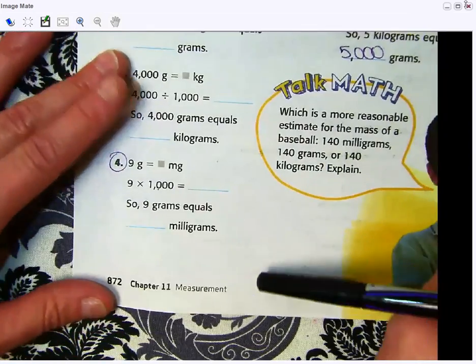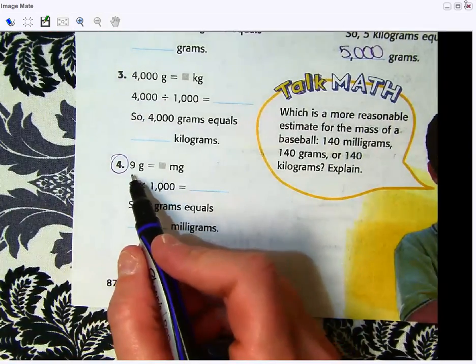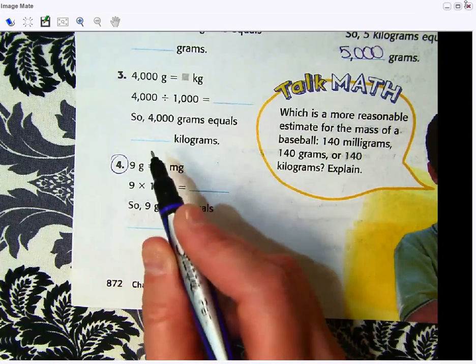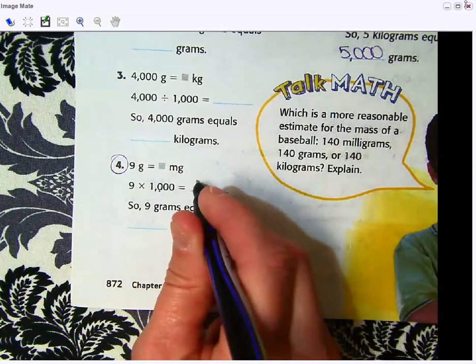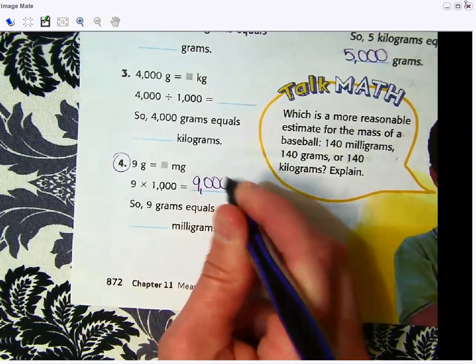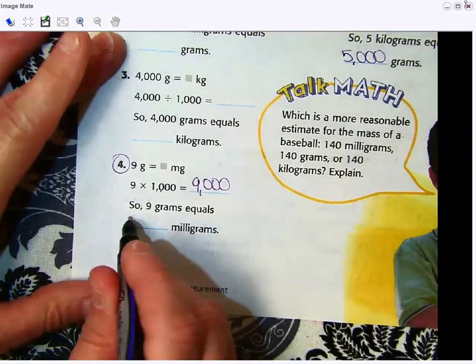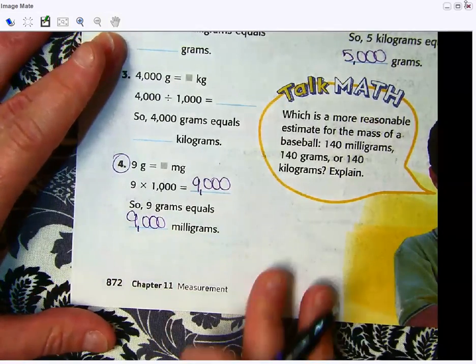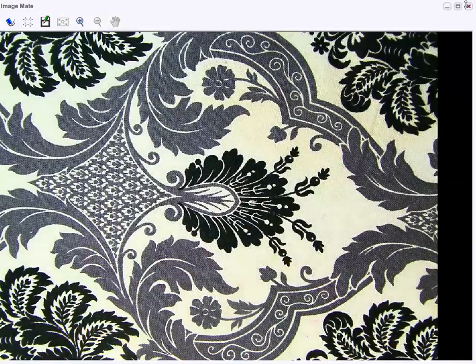Let's look at number 4. We're going from 9 grams to milligrams. And again, there are 1,000 milligrams in 1 gram. So we multiply 9 times 1,000, and we have 9 grams is equal to 9,000 milligrams. Not too shabby, right? Pretty simple math.